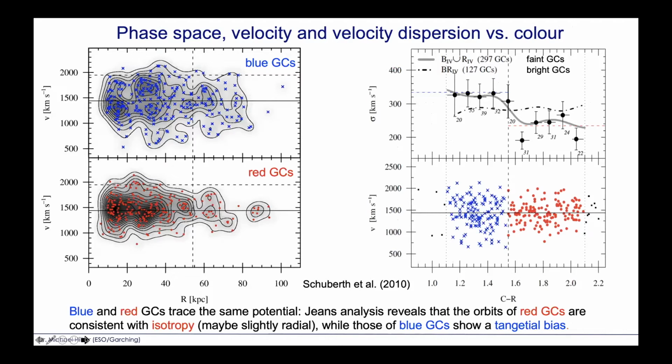And so you can make Jeans models, you can get the masses of the central galaxy or out to the galaxy cluster. And then you can find that maybe the red ones are more isotropic, maybe slightly radial. The blue globular clusters are tangentially biased. And this gives you hints of the formation history of these galaxies.